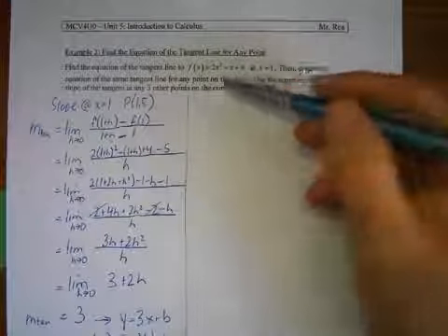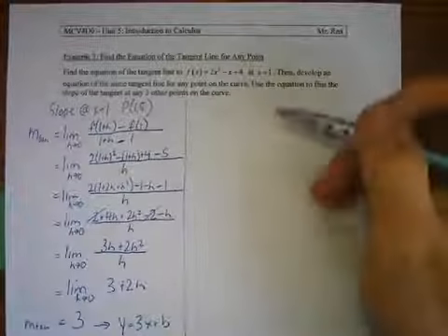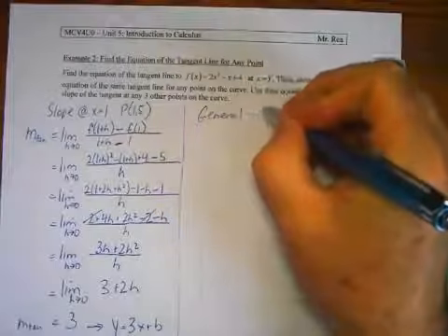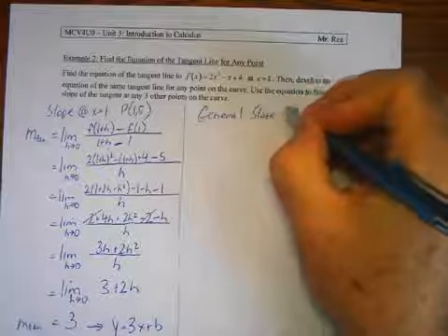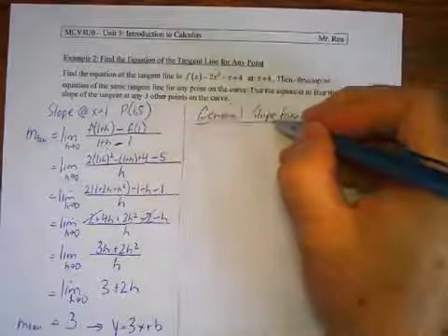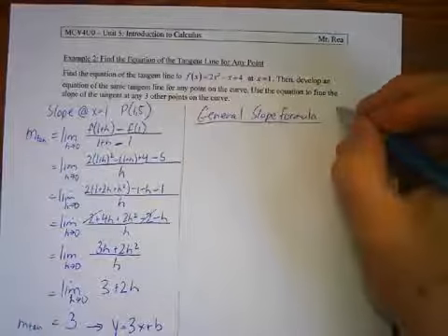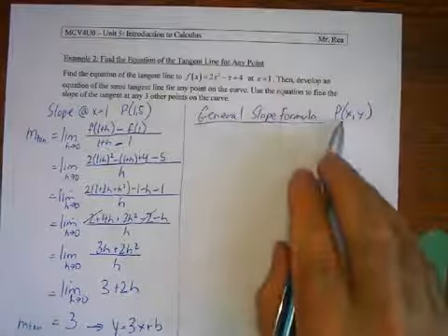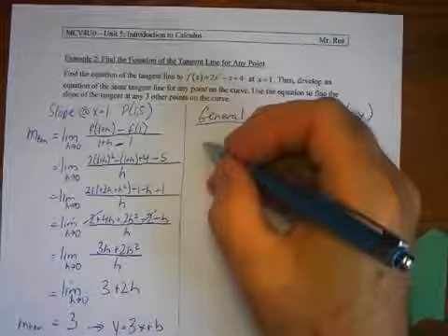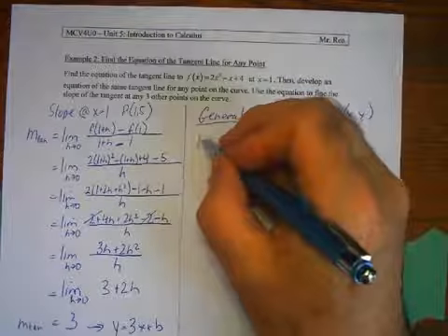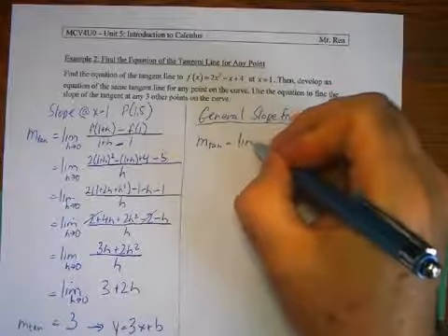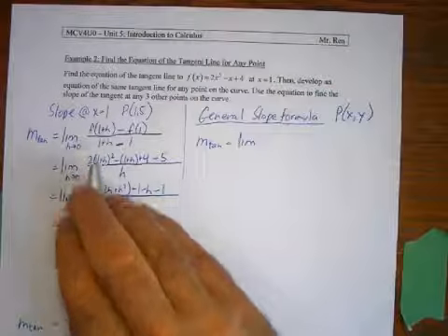Okay, so we call this the general slope formula. And you're going to see this is a little more useful than finding it for a specific point. So we don't actually know the x value, we're just going to call it x and y. Okay, so if we go back and do our m tan, it's going to be the limit. So I'm going to do the same thing I did over here. Limit as h approaches 0.